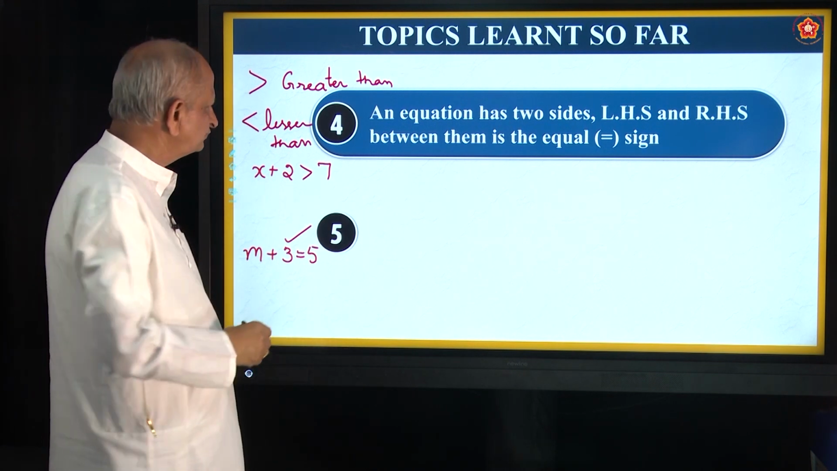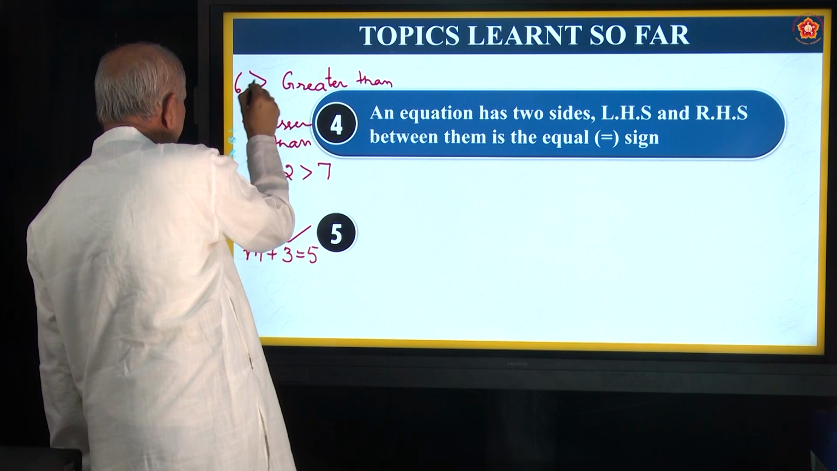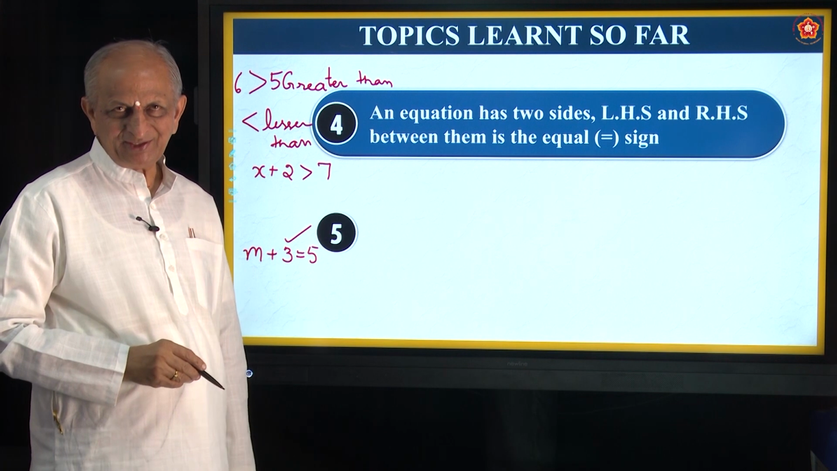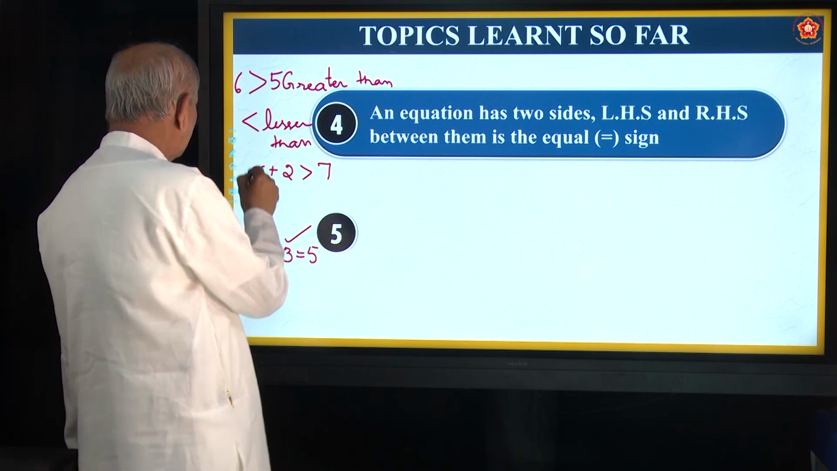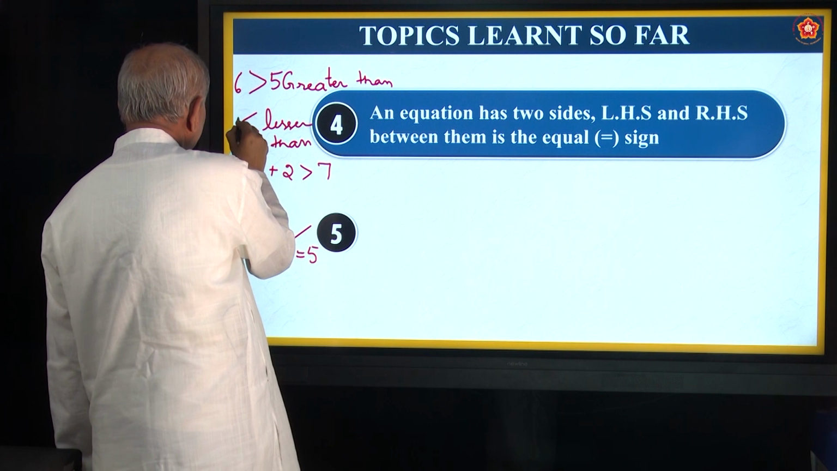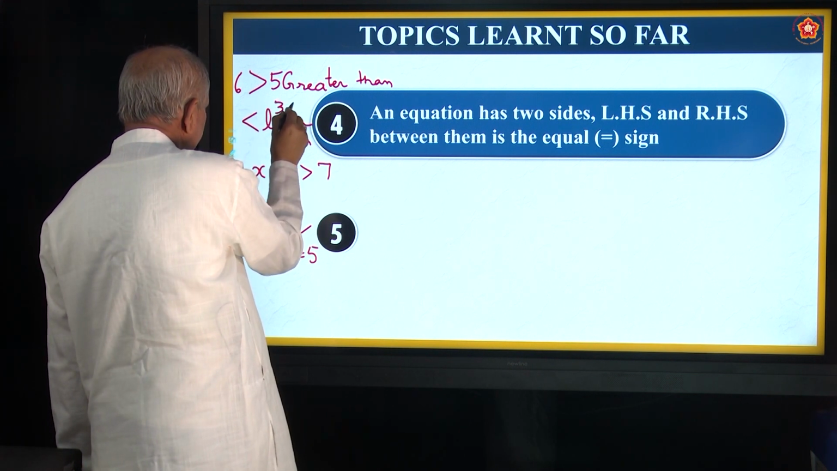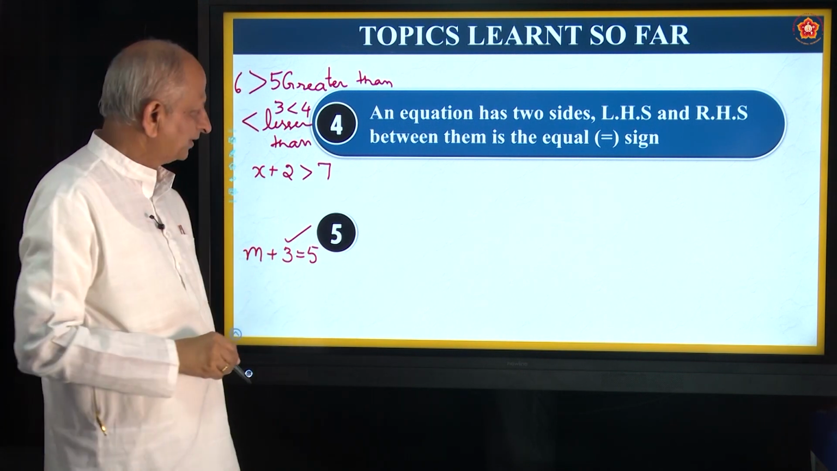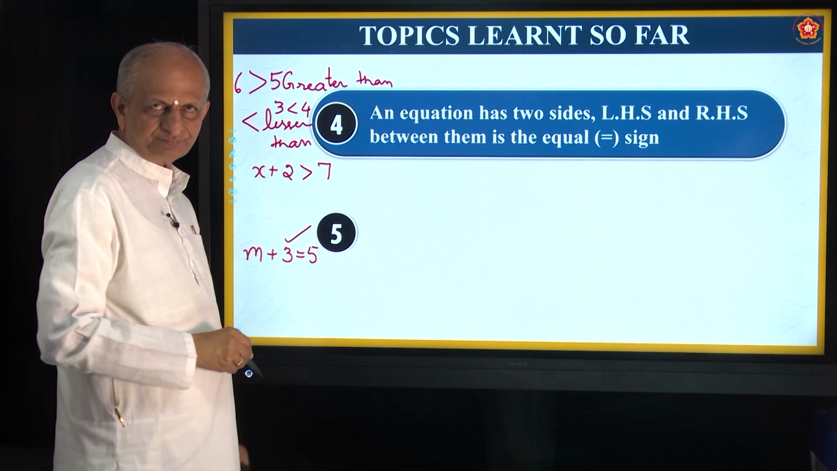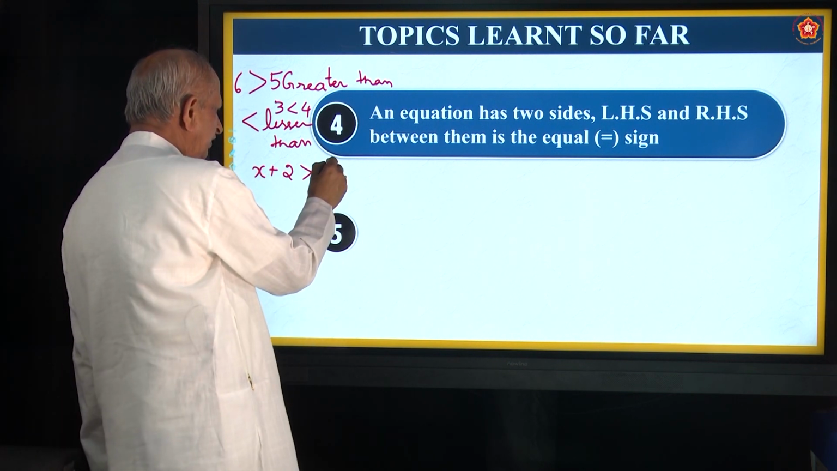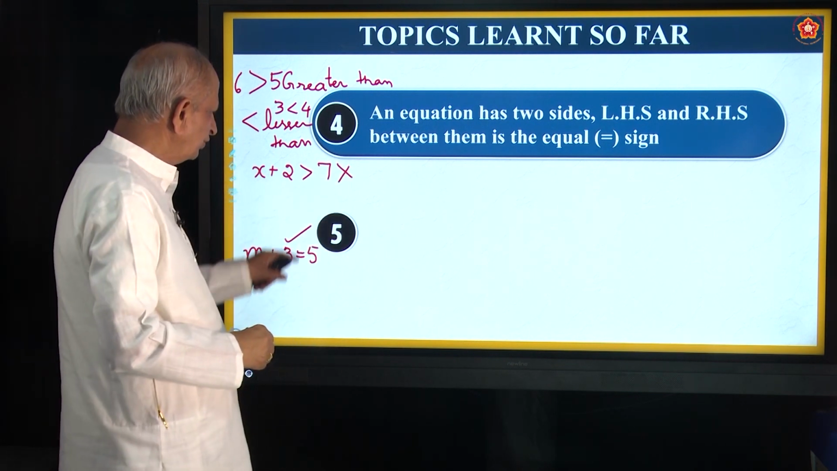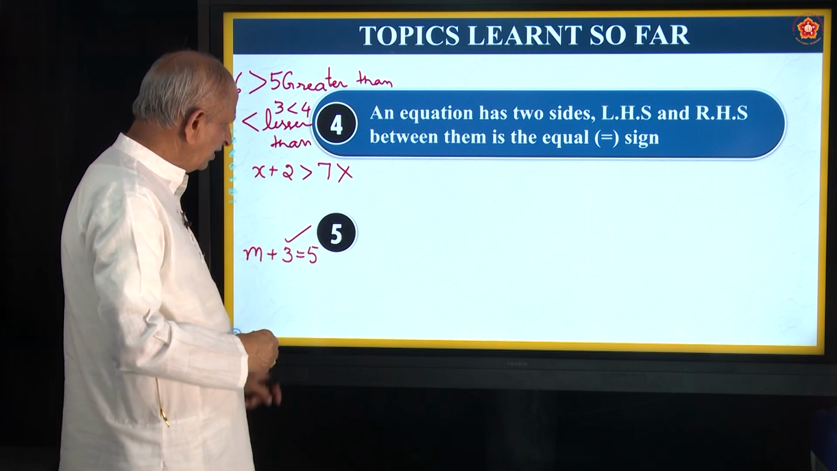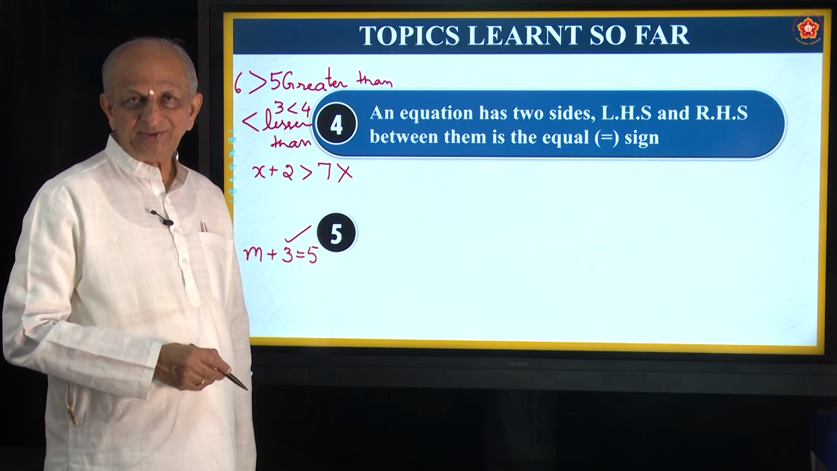Lesser than. For example, 6 is greater than 5. Correct? 6 is greater than 5. And say 3 is lesser than 4. Use the word lesser than. So, these are not equations. This is also not called an equation, because there is no equal sign, and this is called an equation because it has an equal sign in between.